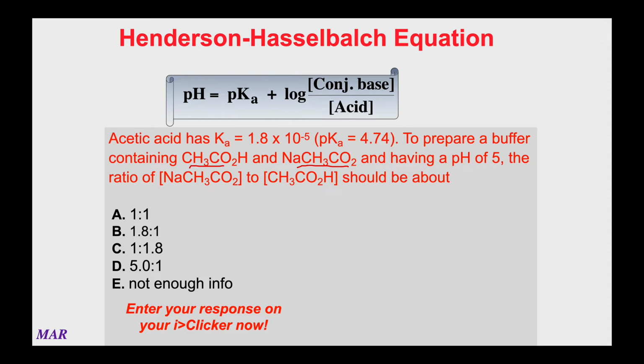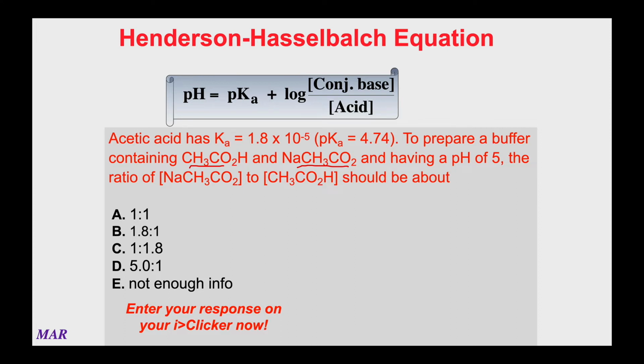If the base over acid ratio was equal, you would have a log of 1. So for example, if base and acid concentrations were both 0.30, log 0.30 divided by 0.30 would be log of 1. Log of 1 is 0. So if the ratio were equal, pH would equal pKa. So if the ratio was equal, pKa would be 4.74, and the pH would be 4.74. So we want a pH of about 5.